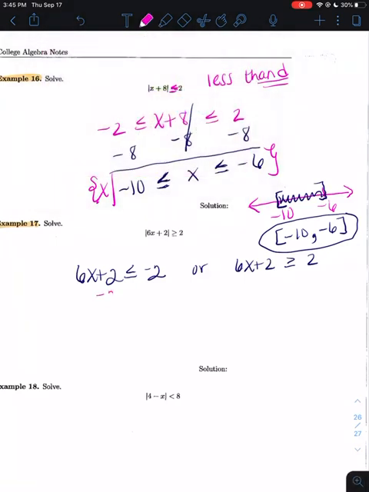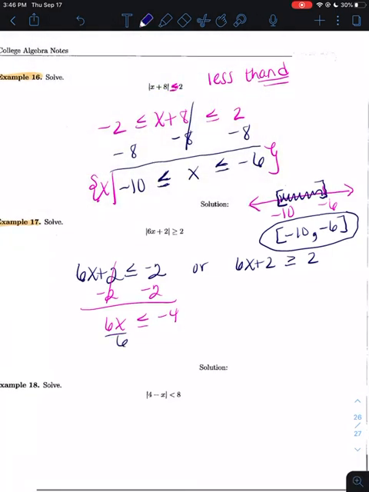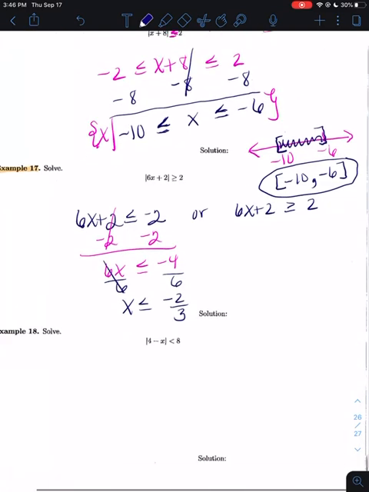And then you solve both inequalities. Subtract 2 from both sides, so 6x is less than or equal to negative 4. Divide both sides by 6, and x is less than or equal to negative 2/3. You don't flip the symbol because you're not dividing by a negative. Some students think, oh, I see negative 4, I need to flip the symbol. No. If you were dividing by negative 6, then you would flip the symbol. But in this case, we don't have to.